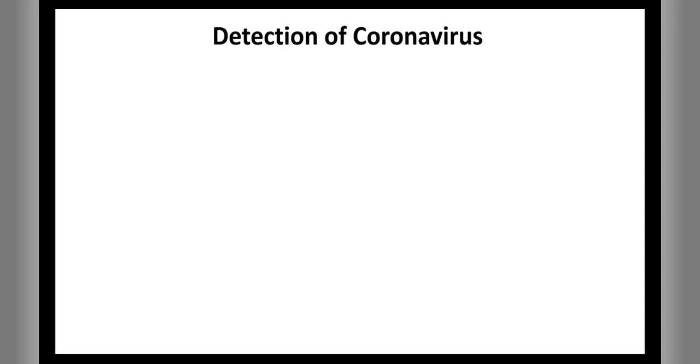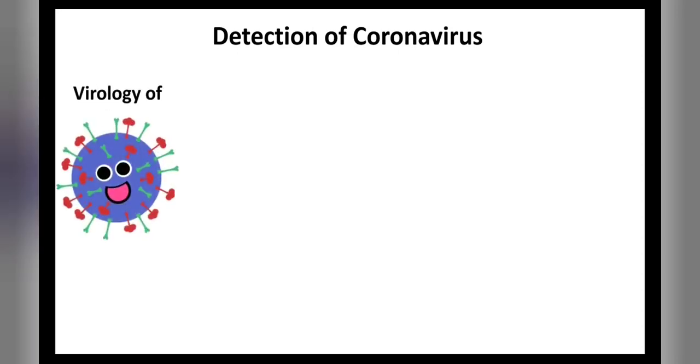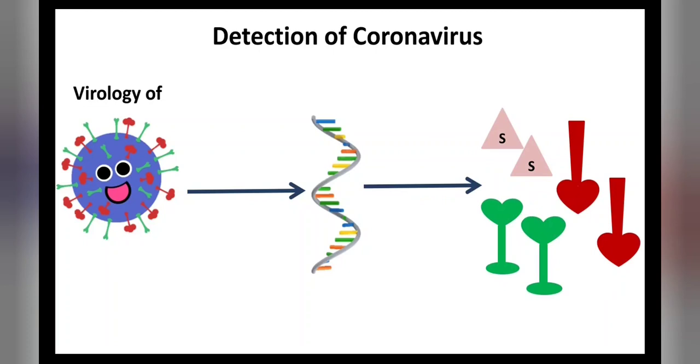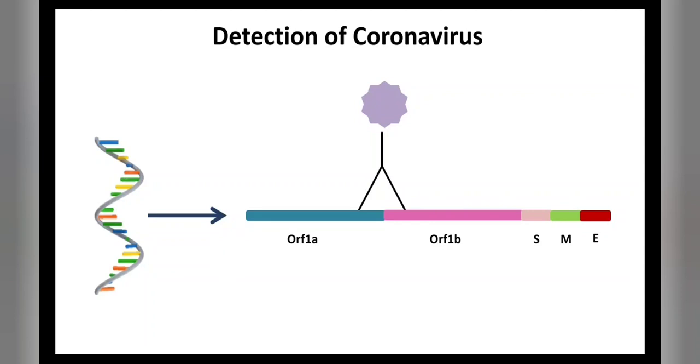And before we do that, let's dig a bit deeper into the virology of coronavirus. As discussed earlier, coronavirus has RNA as its genetic material that codes for all the viral proteins, including the envelope proteins. Now, if we look into the RNA of coronavirus, it can be divided into several open reading frames, each coding for an important viral protein. Therefore, we can detect the presence of coronavirus in a patient sample by measuring the quantities of viral RNA or protein in the patient sample.